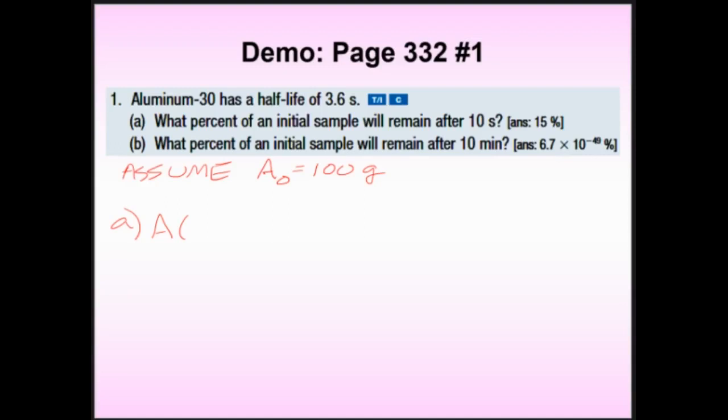The 3.6 seconds is my what? T is what? My input or my variable? 10. Well, not a variable anymore, I have a value for it. 10 equals. Okay, what's my initial value? Come on. No, initial value. What did we say? 100 times what? Come on. 1/2. What's on top? 10 divided by.